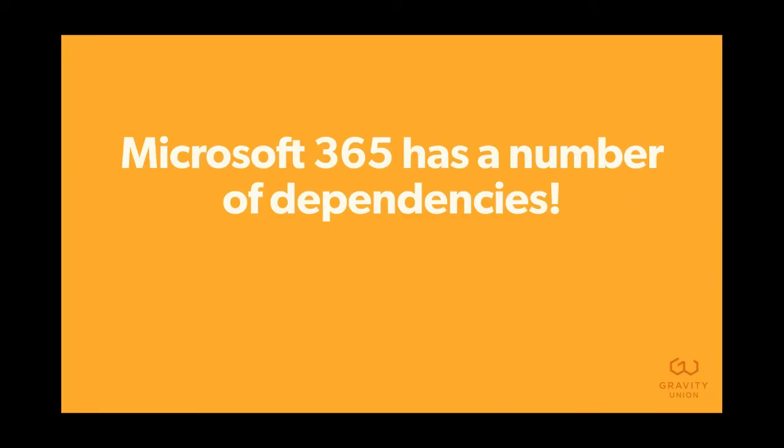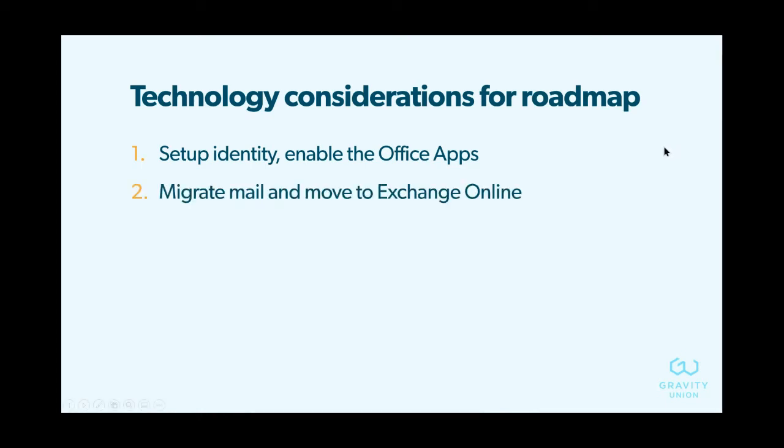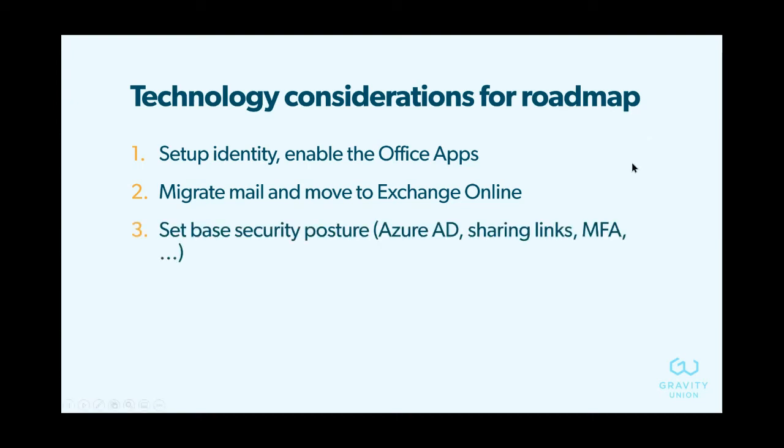And so this is also where I have some thoughts as well about Microsoft 365. There's a number of dependencies, as you probably are aware if you've been down the path of Microsoft 365. And so generally, there is some technology considerations woven into the roadmap. And typically what we see here is that early on, if people are starting out with Microsoft 365, they're starting with identity, they're starting with the Office apps. Then they're moving into mail, moving into Exchange Online. That can be a longer, more complex effort depending on what system you're using. So that is an initiative that deserves perhaps its own place on the roadmap as well.